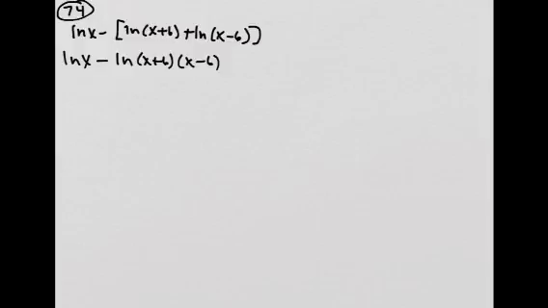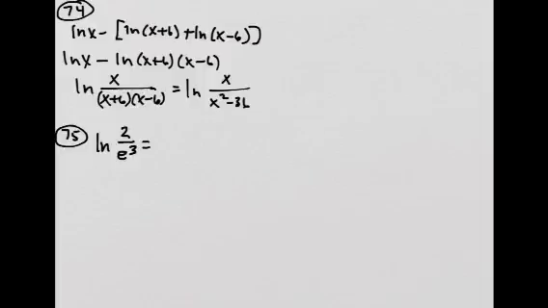And so now I have the difference of two logs, so that's the log of the quotient over x plus 6 times x minus 6. So then this is natural log of x over x squared minus 36, because I multiplied the denominator.